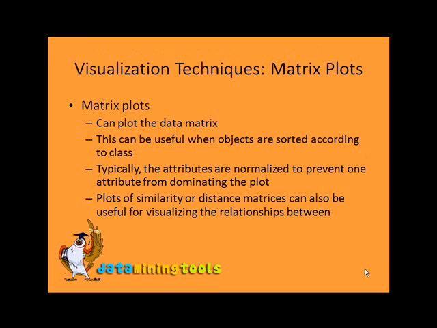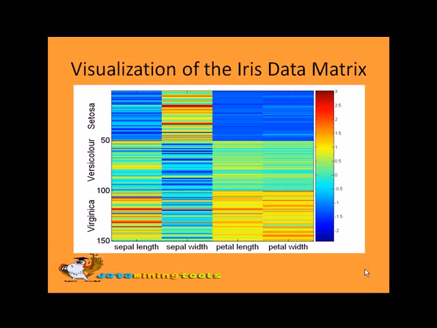Let's understand matrix plot visualization technique. Here we can plot the data matrix. This can be useful when objects are sorted according to class. Typically, the attributes are normalized to prevent one attribute from dominating the plot. Plots of similarity or distance matrices can also be useful for visualizing the relationships between them. Take a closer look at this visualization of the iris data matrix.